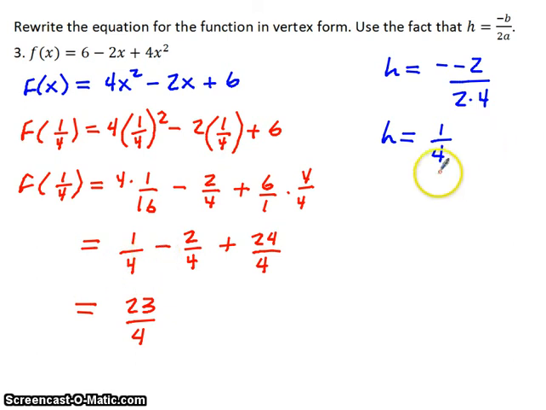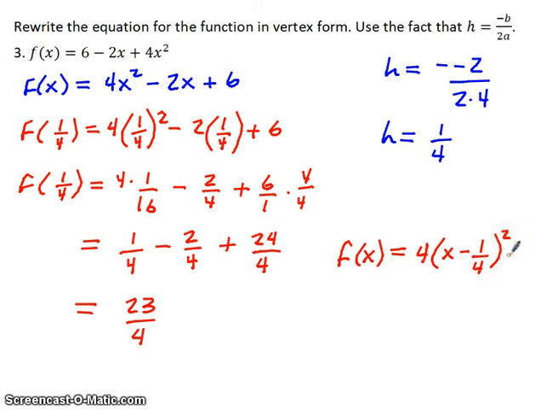So our vertex form then is f of x equals a, which is 4, times x minus 1/4 squared plus 23/4. Are we good there? Definitely. Yeah? It's not that hard, is it?